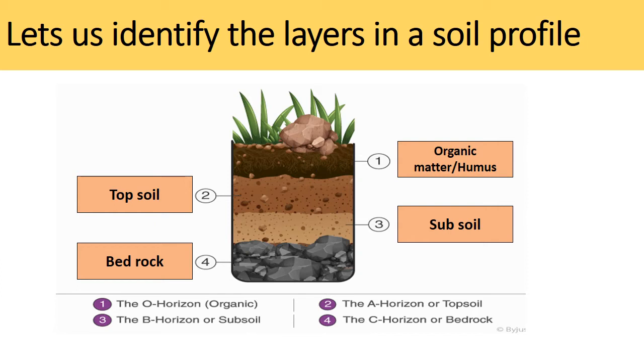So children, you must be wondering why I have mentioned number 1 as the organic matter or humus. This layer, the organic matter or humus, is not prominent in all soils, children. As you know, humus is made of the decayed parts of plants and animals. It gives the soil a very dark color and it is very rich in nutrients.